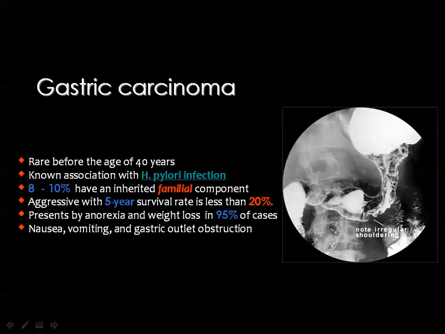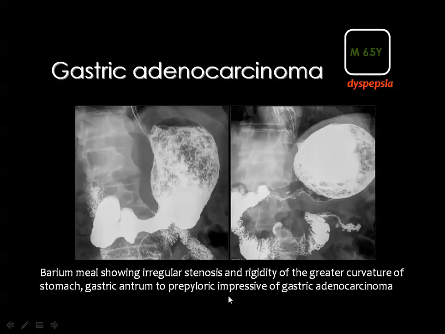and it has been stated that about 8 to 10% of these tumors are inherited, as they have a familial component. Then the criteria of gastric malignancies include gastric masses causing filling defect, destruction of the mucosa, reduction of the gastric lumen, and irregularity of the gastric wall. As you can see in this case, there is reduction of the gastric lumen and marked irregularity along the greater curvature of the stomach.